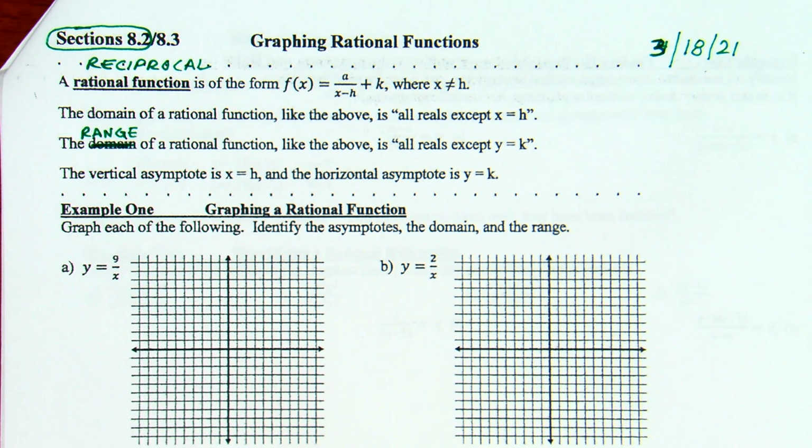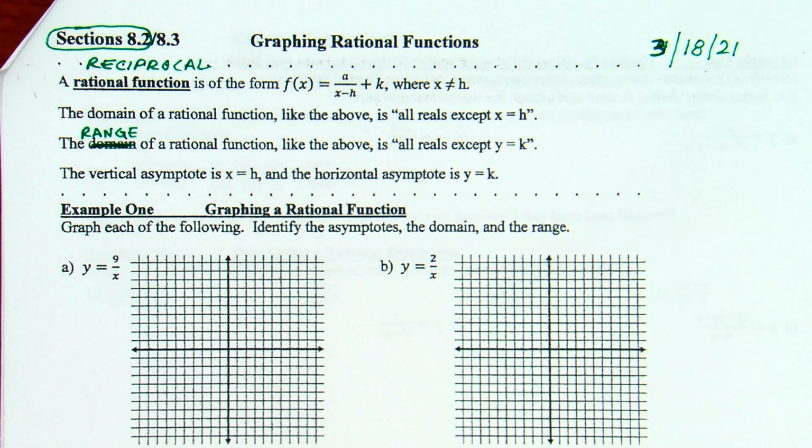When we graphed those inverse variations, you remember the inverse variations? The 2 curves going out from each other? Those were rational functions. We can also call them reciprocal functions. When x is in that denominator, they are also reciprocal functions. So you'll notice here where it says a rational function, I also wrote in the word reciprocal up above. Rational, reciprocal, similar. And it's of the form f of x equals a over x minus h plus k, where x is not equal to h.